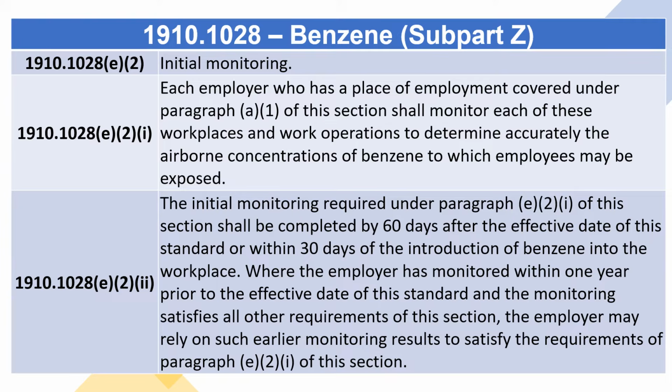1910.1028 E2(ii). The initial monitoring required under paragraph E2(i) of this section shall be completed by 60 days after the effective date of this standard or within 30 days of the introduction of benzene into the workplace. Where the employer has monitored within 1 year prior to the effective date of this standard and the monitoring satisfies all other requirements of this section, the employer may rely on such earlier monitoring results to satisfy the requirements of paragraph E2(i) of this section.